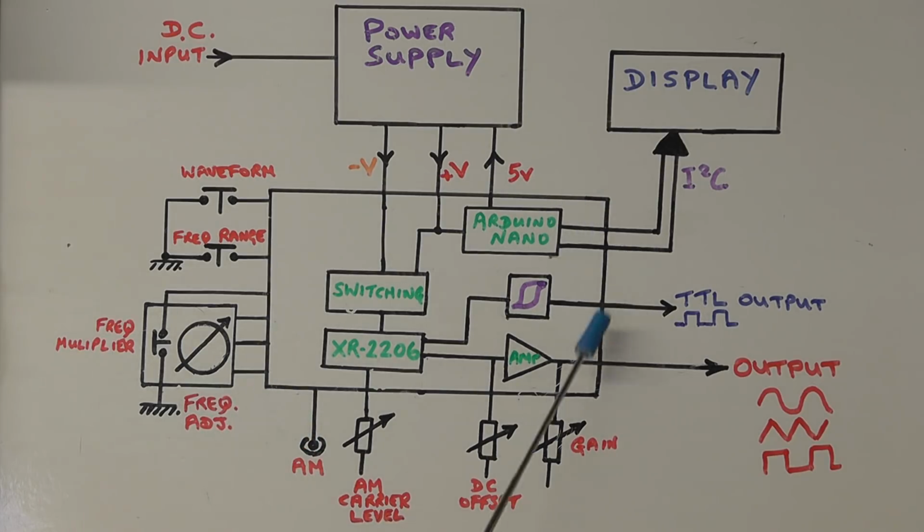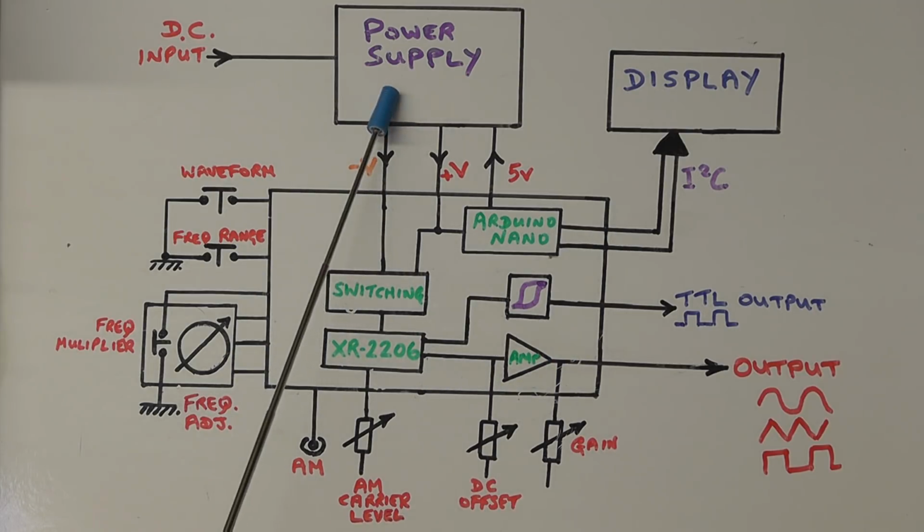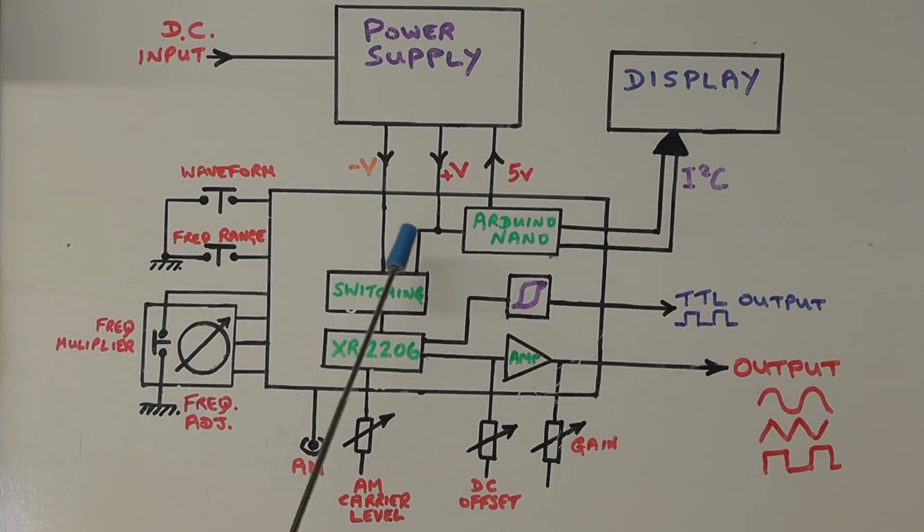So all of that is going to be on one PCB, and that module is going to be driven with a power supply giving us a plus and minus voltage. Now I'm going to give two options here. We can either have plus and minus 9 volts driving the main function generator board, or we can have plus and minus 6 volts, and that will depend on the quality of the XR2206 ICs that you have.